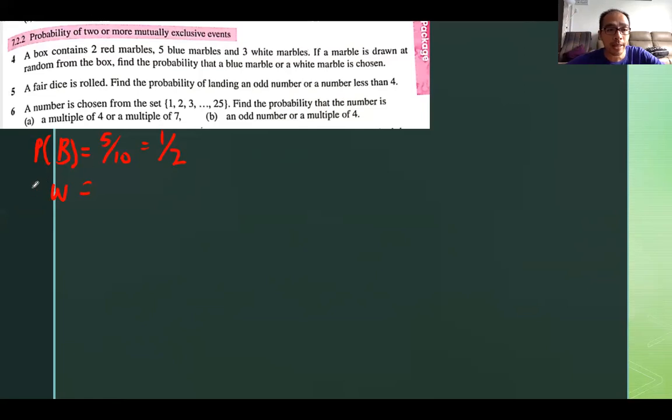What is the probability of getting a white marble? How many white marbles are there? 3. How many marbles are there altogether? 10. So it's 3 over 10. So the probability of getting a blue or white marble is 1 over 2 plus 3 over 10.